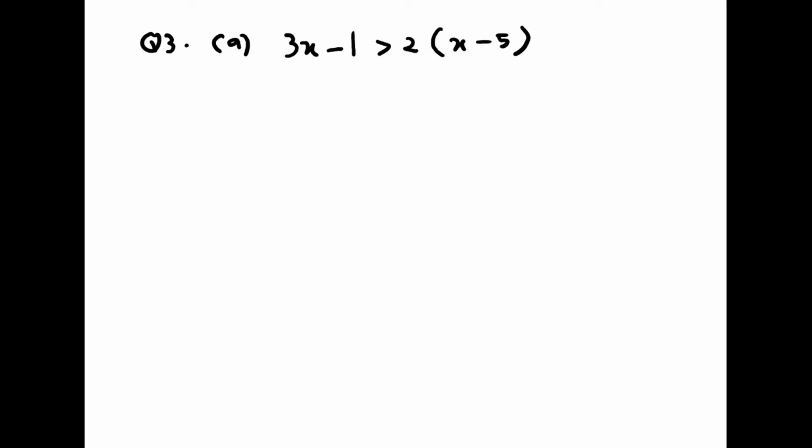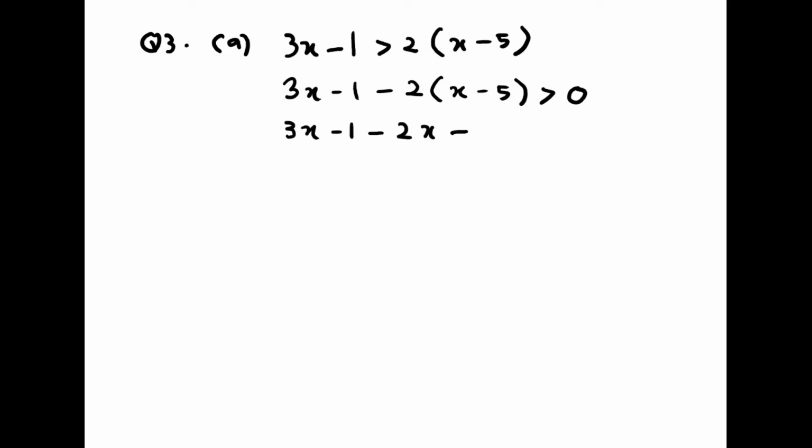Okay, the first thing is you need to make sure your right hand side of the inequalities will be 0. So you solve it. So you will have 3x minus 1 minus 2 multiplied by x minus 5 greater than 0. So expand the bracket, you will be left with 3x minus 1 minus 2x plus 10 greater than 0. So by solving the left hand side of these inequalities, you will be left with x plus 9 greater than 0.